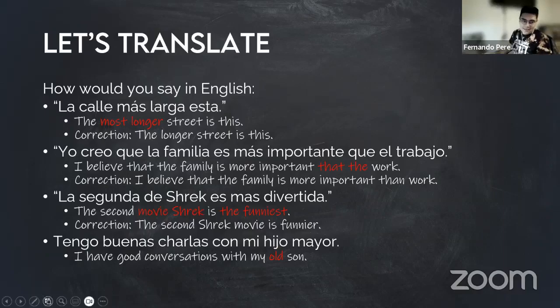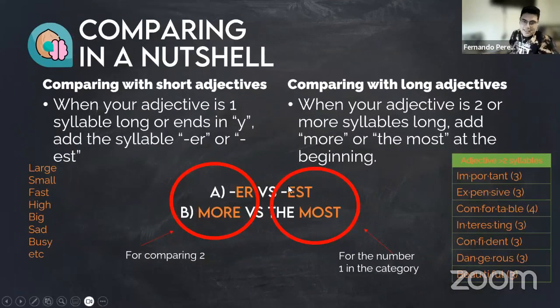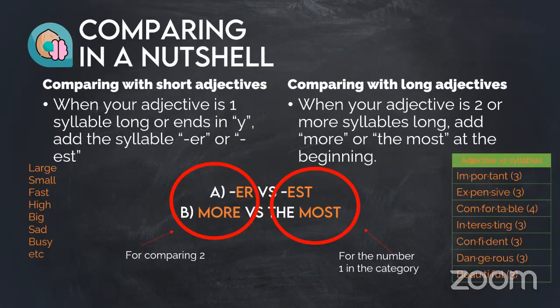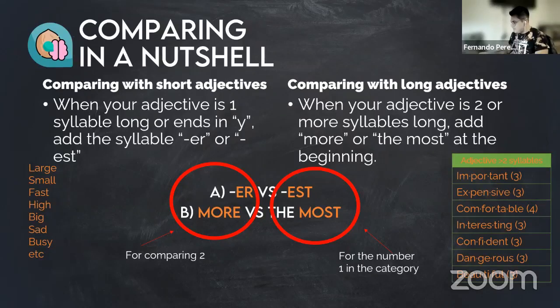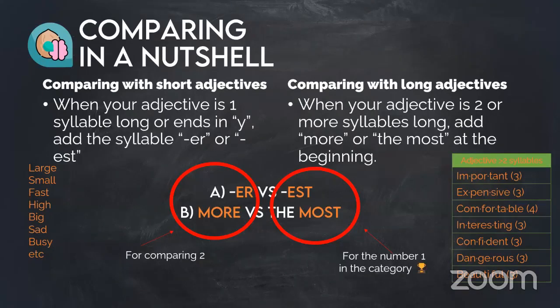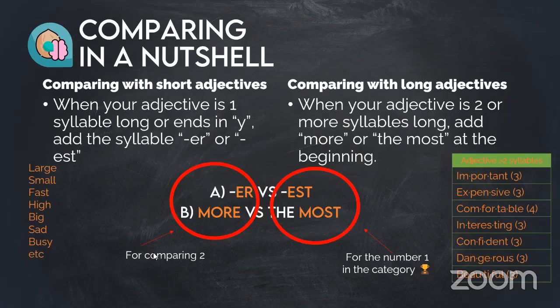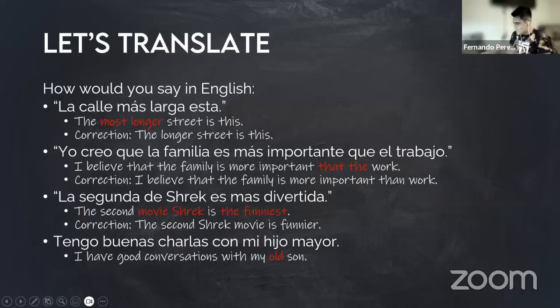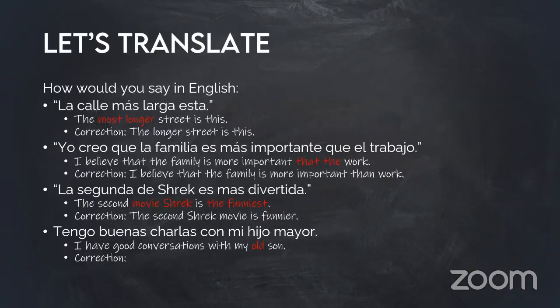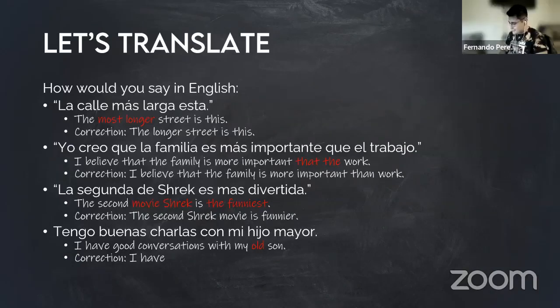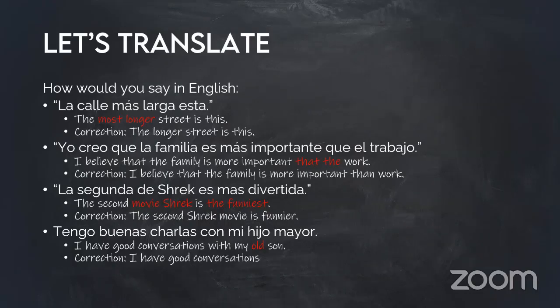Oops, one more time. Let's go back to the nutshell. The -est is to talk about the number one in the category. You are comparing many objects. In this case, you only have two kids. This is when you are comparing two. Older, not oldest. You see? Correction. I have good conversations with my older son. Again, correction. I have good conversations with my older son.